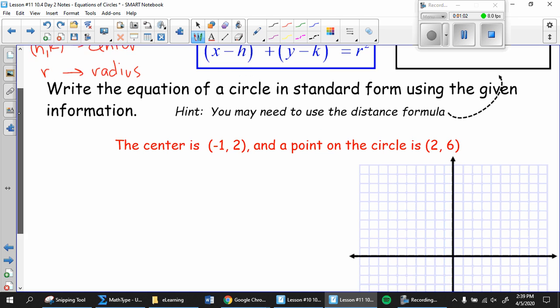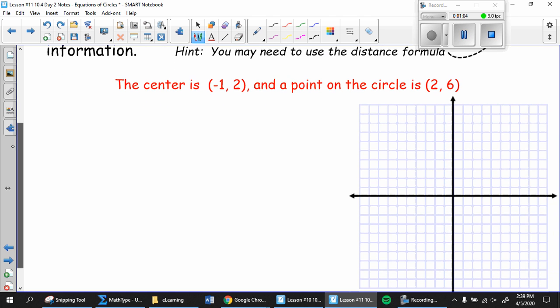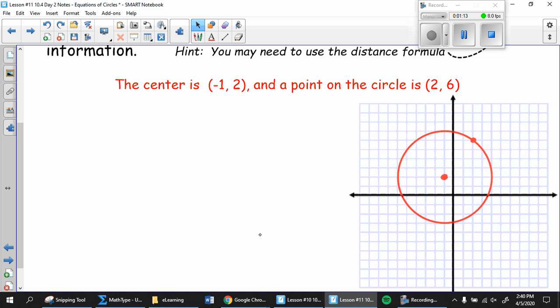So if we look at this example down here, it tells us the center is at (-1, 2). The point on the circle is at (2, 6). Whenever I graph this, we're going to notice now that I can't just count to find the radius because my radius is at a diagonal. It's from this point to this point. So we don't know exactly what that is.